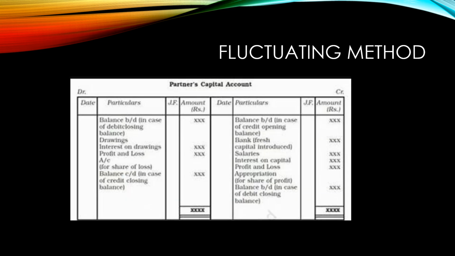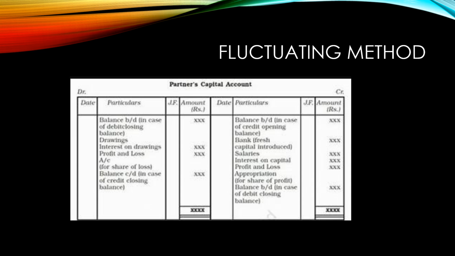Over here we are seeing the format of the capital account, which will be prepared under the fluctuating method. In the fluctuating method, the capital balance again will be represented according to what is given in the question. Then all the drawings, interest on drawings, and P&L account for loss will come on the debit side. If any fresh capital is introduced, it will be written on the credit side. All the incomes over there, salaries, interest on capital.